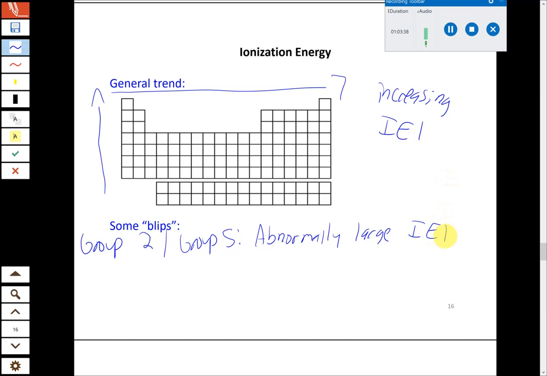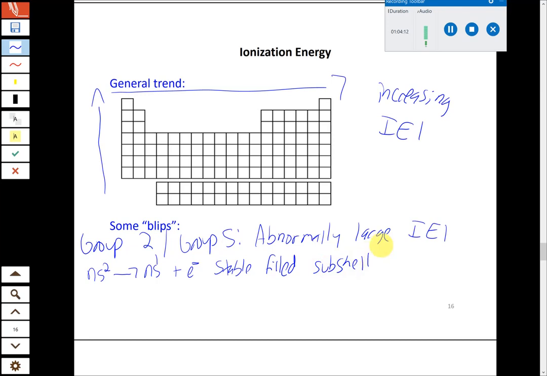All right, and this is because basically, if we're in Group 2, we have an ns2 configuration. And so anytime we have a filled subshell, ns2 or np6 being the ones we're going to primarily deal with for the main group elements, that's a particularly stable configuration. It doesn't want to lose any of those electrons. So if you're going to remove an electron from ns2, which is what ionization refers to, this is a stable filled subshell, and so that makes it more difficult to remove an electron.